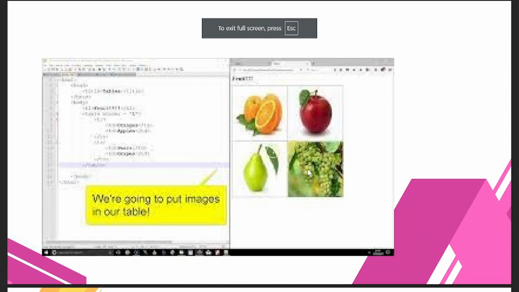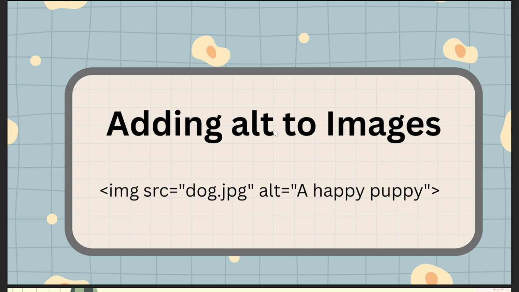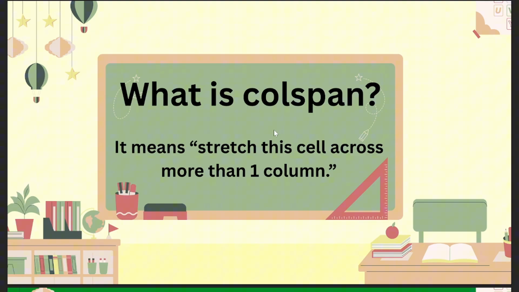Now this looks like what we created a little bit, though this image is not clear, but I'm sure you can see what I'm trying to point out, where you have oranges here. Now I taught you in the previous class what colspan does. Colspan stretches across more than one column.